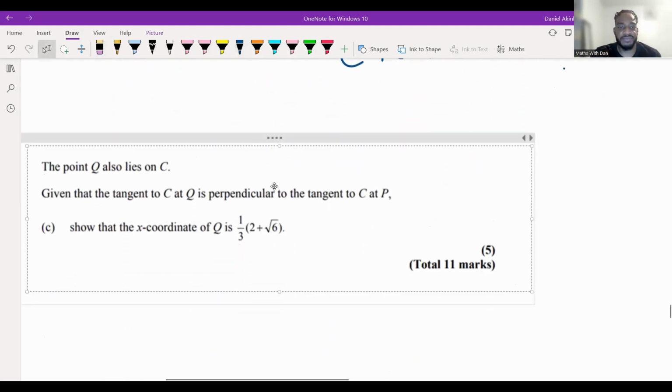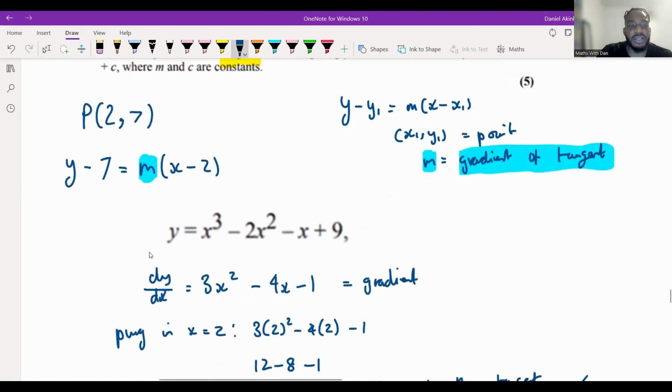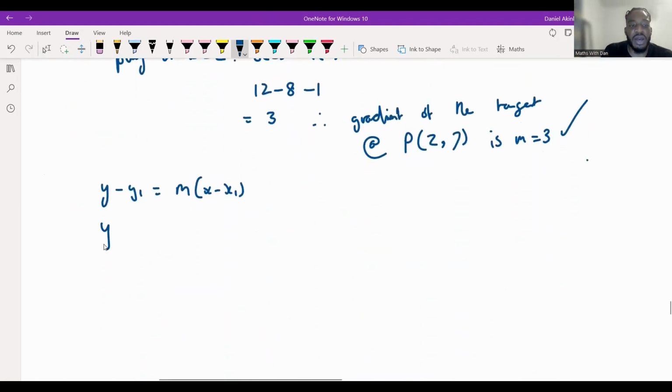Let me do this here. So what do we know now? Remember the formula was, let me write the formula: y minus y1 is equal to m(x minus x1). Remember, we said that we had it already updated. So we had the point (2, 7). So it's y minus 7 is equal to m(x minus 2). But we now know that m is 3. So we can now plug this in. So y minus 7 is equal to 3(x minus 2).